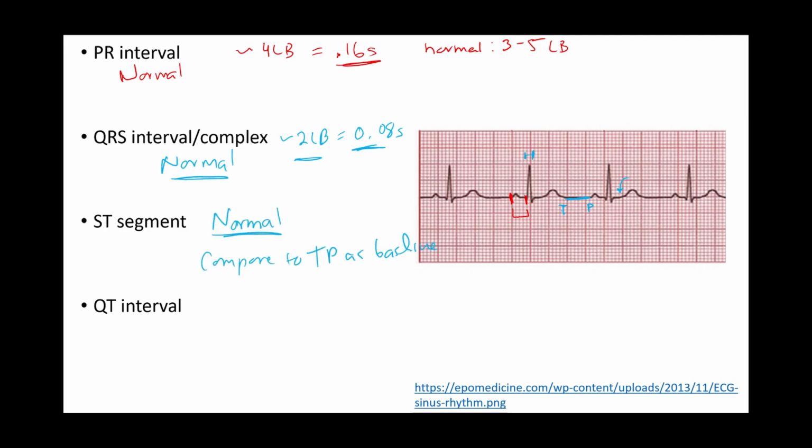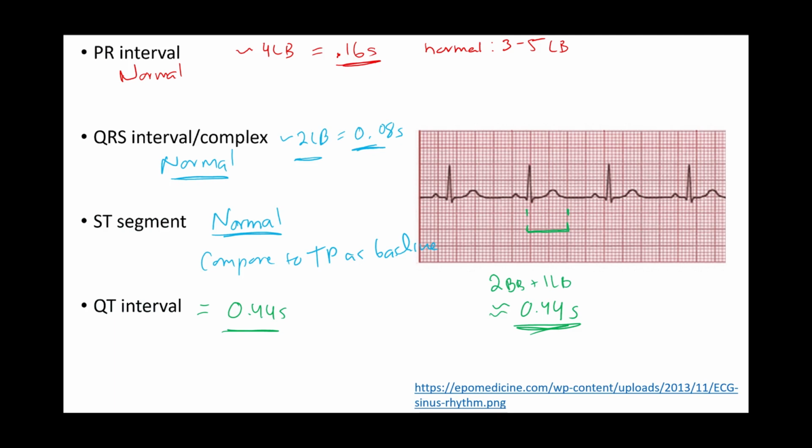And finally, we want to look at the QT interval. Remember that the QT interval is from the beginning of the QRS complex here to the end of the T wave, just about here. In this case, it's about 2 big boxes plus 1 little box, if you look closely right here, which is equal to about 0.44 seconds. So the QT interval here is about 0.44 seconds. Remember that to determine whether this is normal or not, you do have to use a calculator, or if you have the equation memorized, use the equation to determine the corrected QT interval.